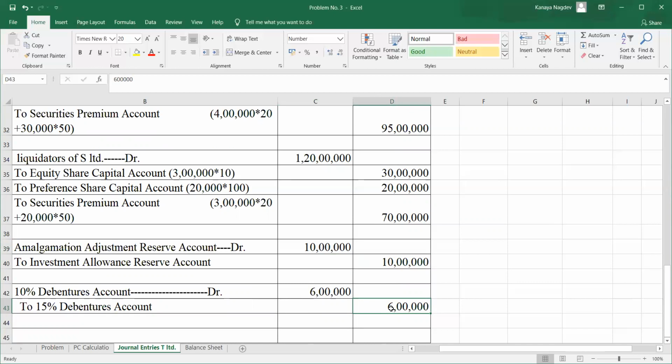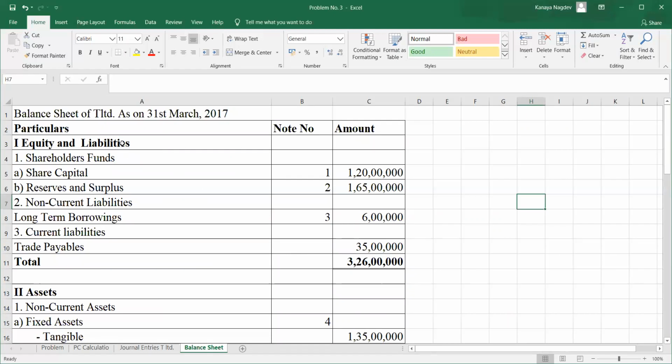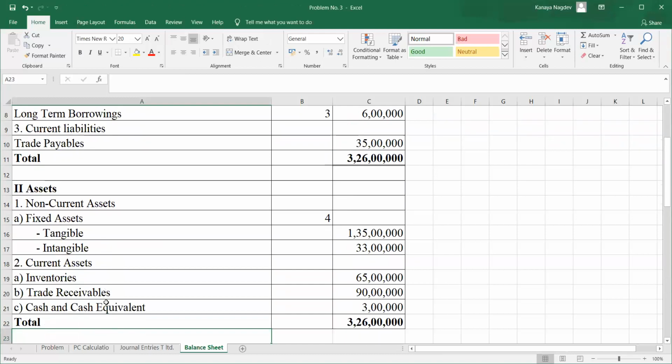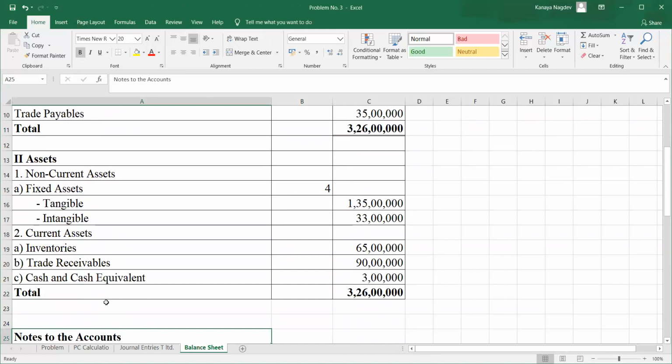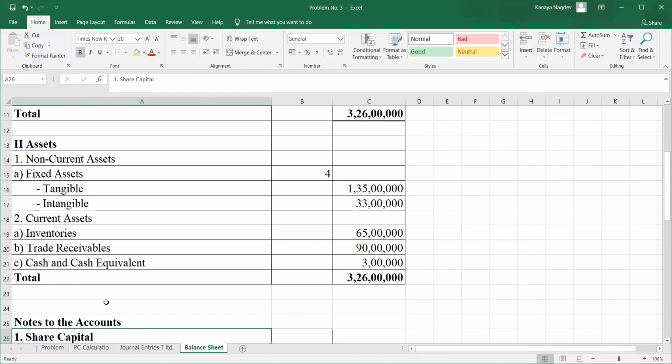So from these journal entries, you can easily prepare your balance sheet. Just you need to remember the format of balance sheet. We will come to the balance sheet. Number 1 is equity and liabilities, that comprises of shareholders fund, non-current liabilities, current liabilities. Shareholders fund comprises of share capital and reserves and surplus. We have seen from the journal entries. Now just we will come to the notes to the accounts and see how they are to be prepared. Non-current asset, fixed assets, tangible, intangible. Current asset, 3 current assets are there: inventories, trade receivables, cash and cash equivalent.